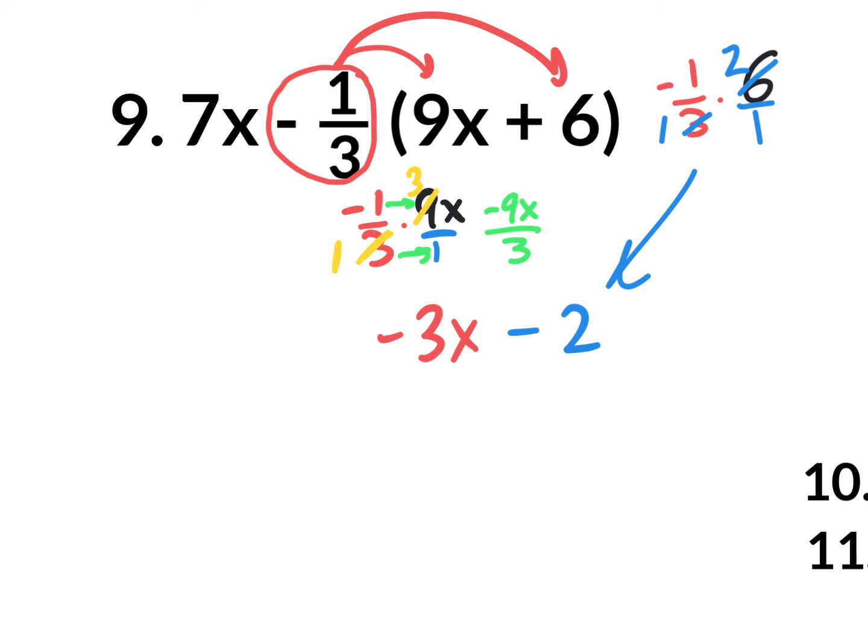1/3 is the same thing as, when you multiply by 1/3, it's the same thing as dividing by 3. So 9 is divisible by 3. So -1/3 times 9, that's like saying 9 divided by -3, that's -3. -1/3 times 6, that's like saying 6 divided by -3, that's -2. So that's how you get those answers without showing that work, if you understand that 1/3 is like dividing by 3, okay? Anyways, that's our answer.